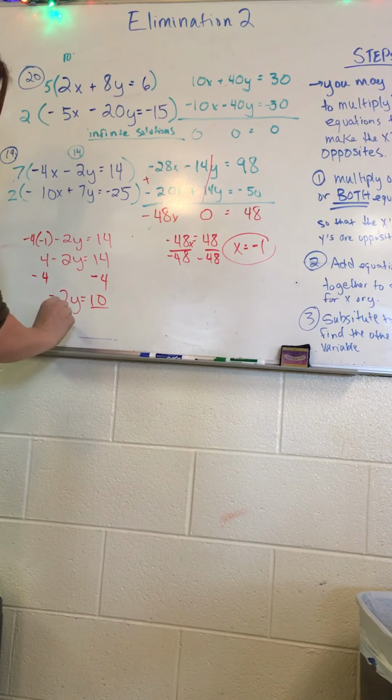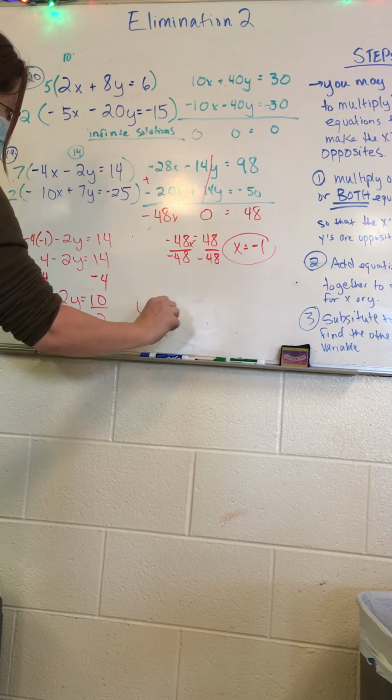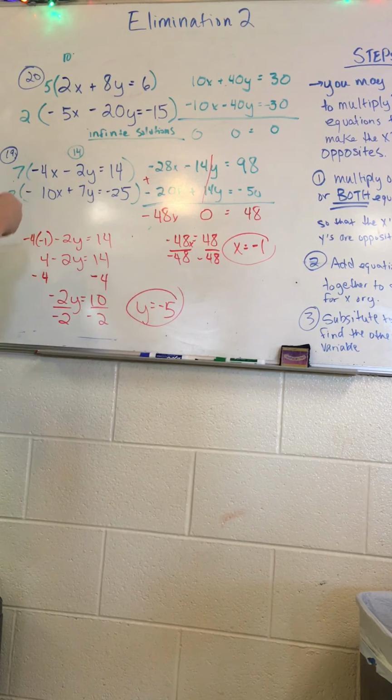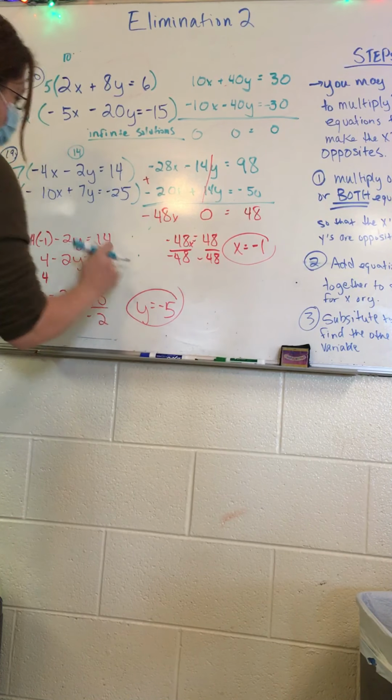So then I subtract 4 from both sides, and then minus 2y equals 10. Divide through by negative 2, then y equals negative 5. So my coordinate, my answer to this is negative 1, negative 5. Let me write it in a different color.